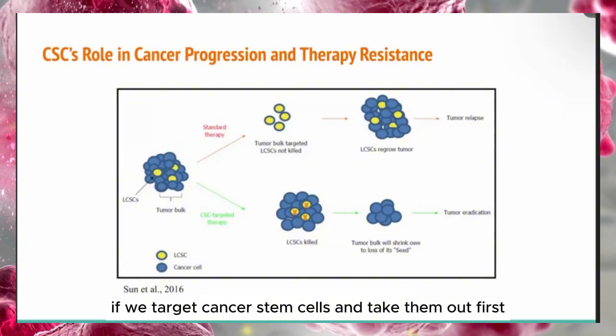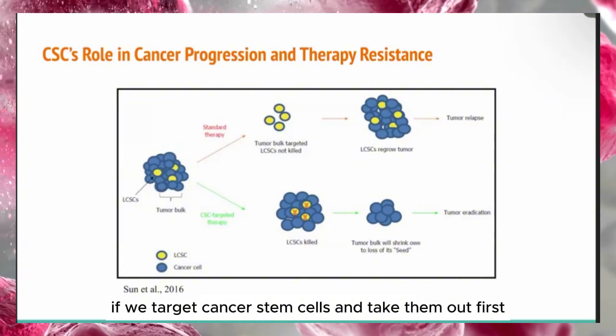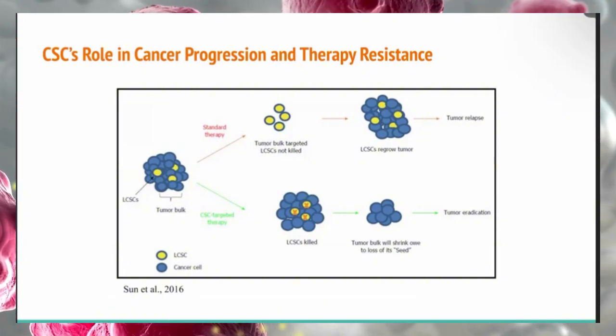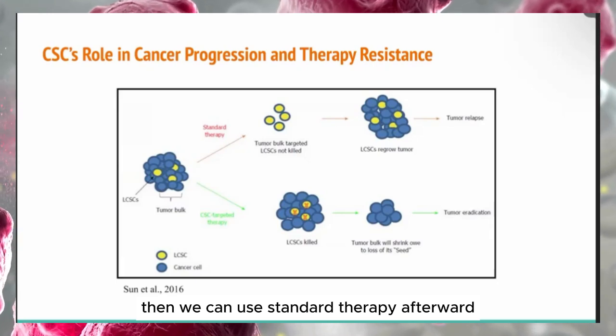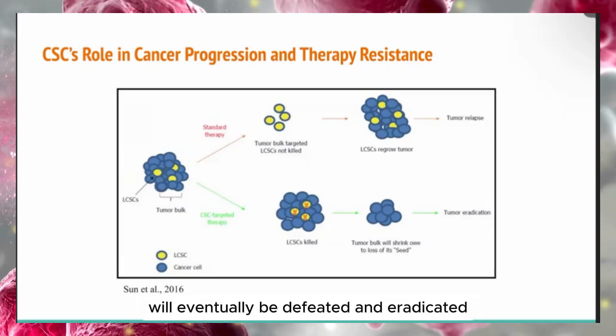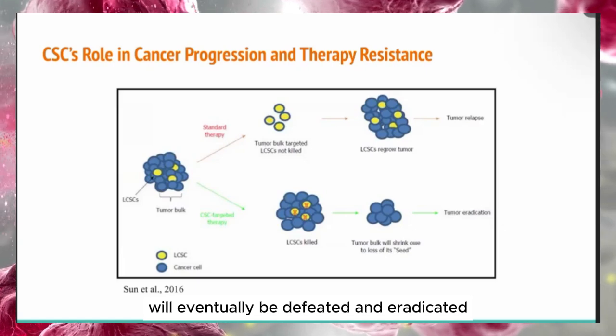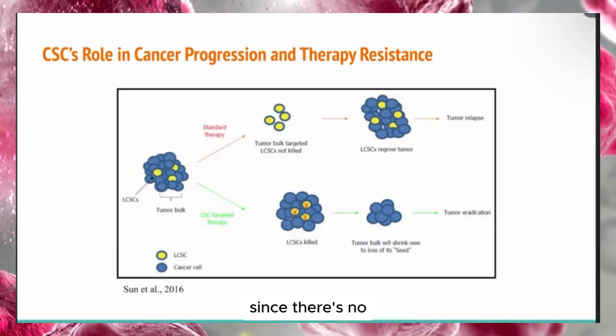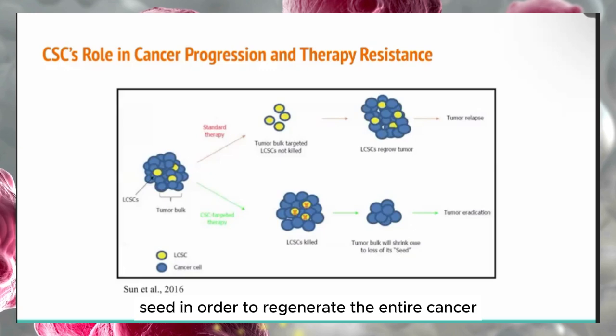On the other hand, if we target cancer stem cells and take them out first, then we can use standard therapy afterward, and the tumor bulk will eventually be defeated and eradicated, since there's no seed in order to regenerate the entire cancer.